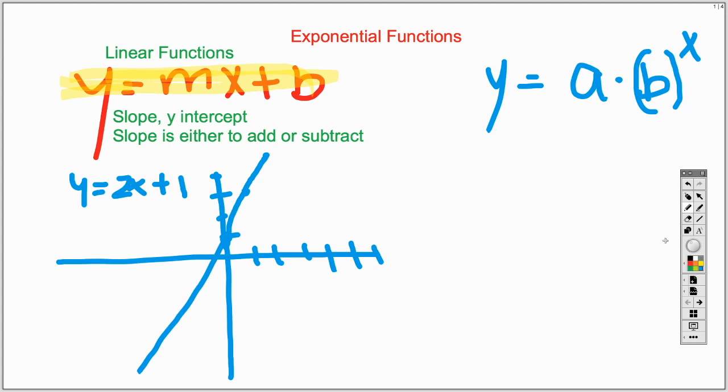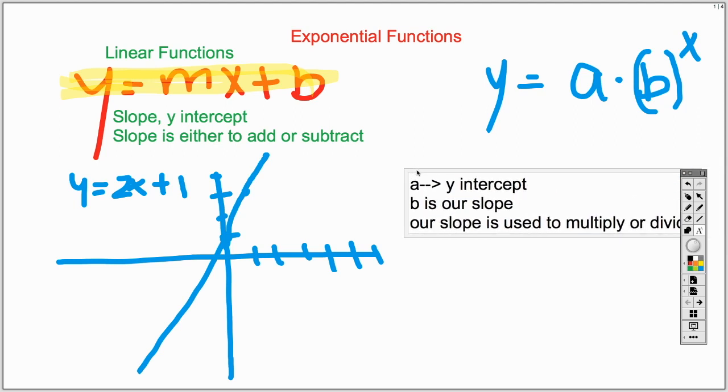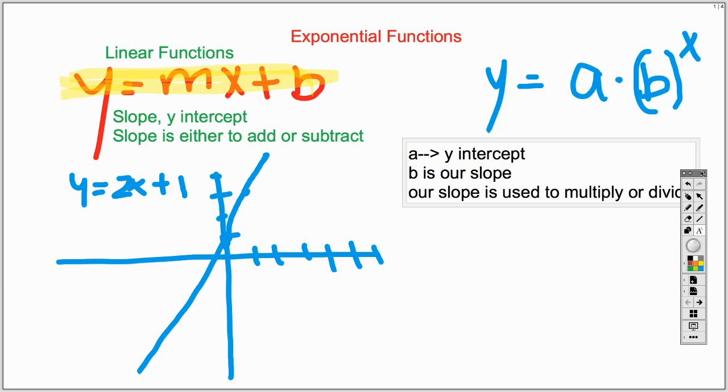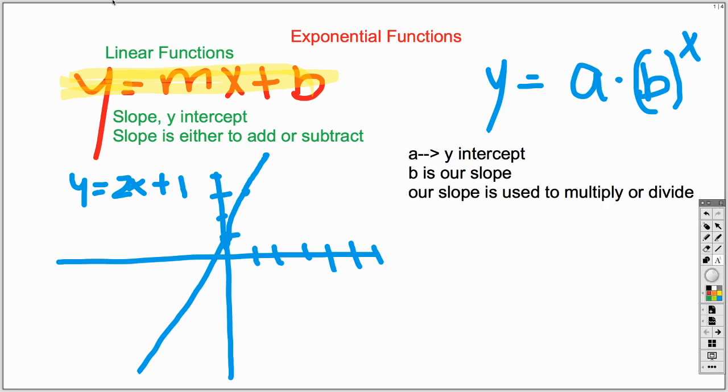However, with exponential, it's not that different. There's the y-intercept, our A, and B is our slope. But in this case, our slope is used to multiply or divide. I will give you an example of this. This is the part where we're going to go more in depth because this is new. The linear part was just a little flashback review.